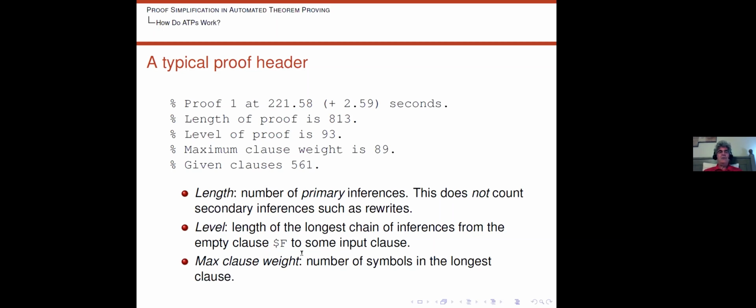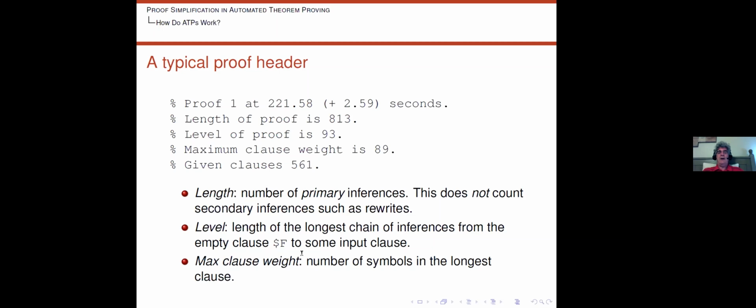A couple of the stats there that I want to point out are the length of a proof, the level of a proof, and the maximum clause weight. The length of a proof is the number of primary inferences that were made. Now, this does not include rewriting, for example, or other secondary inferences that are made after a primary inference. The level of a proof is the longest chain of inferences from the empty clause to one of the input clauses. So you can imagine a proof as being a graph where each clause has parents that are pointing at it if they were used to derive that clause.